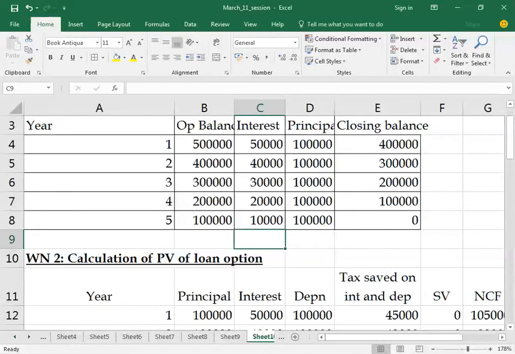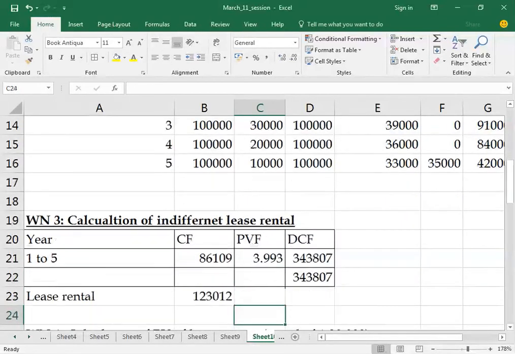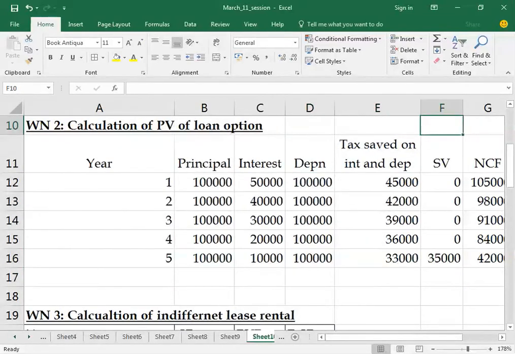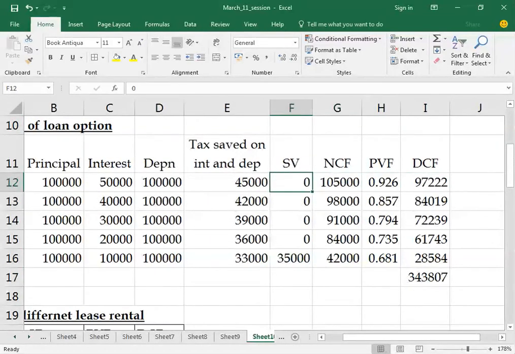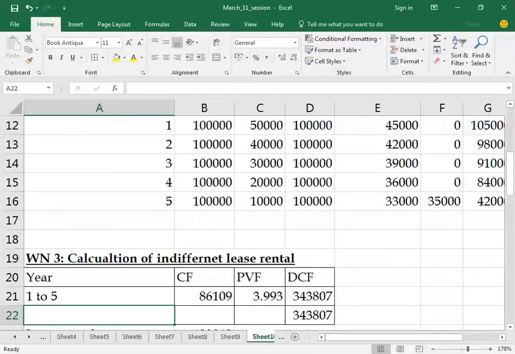My total lease annual installment is 1,20,000. Basically, they are saying you are continuing with that. Your lease rental value is 335, 388. Loan value is 343, 807. Tell me, how can I bring it down, is what they are saying. Bring it down to 335, 388. Then only we are indifferent.